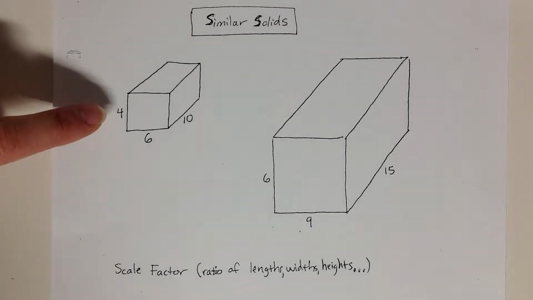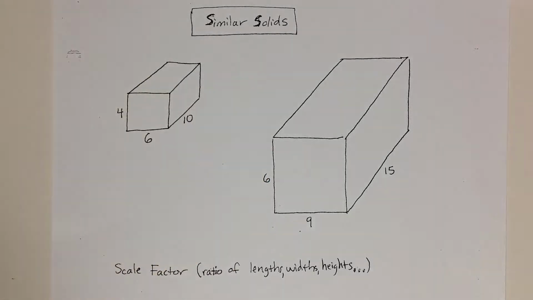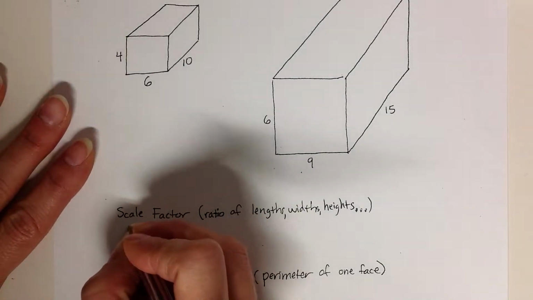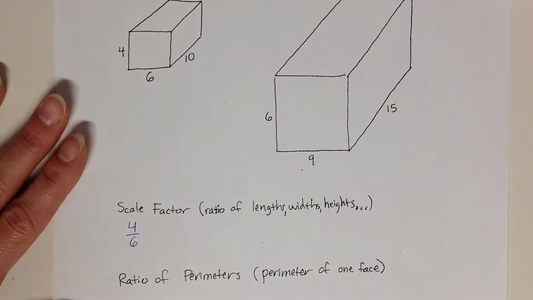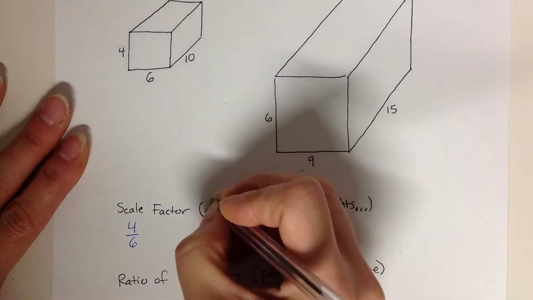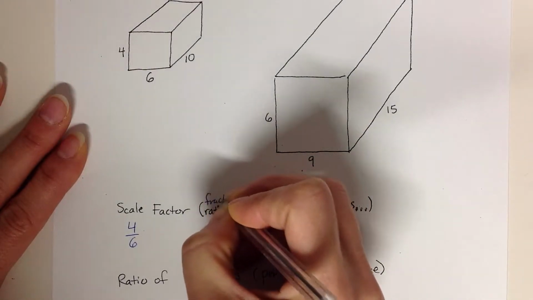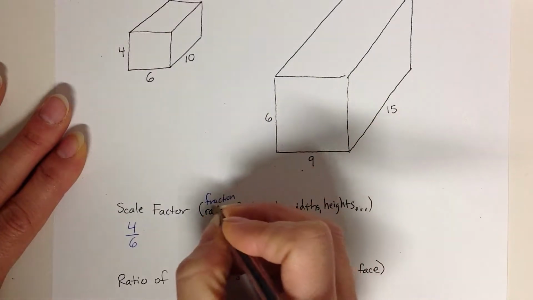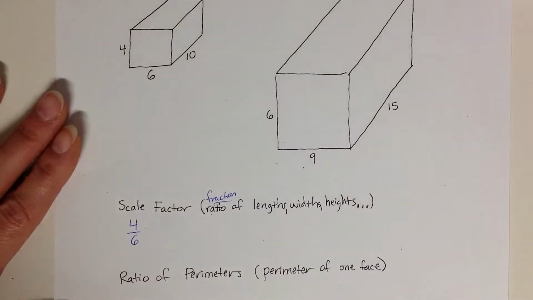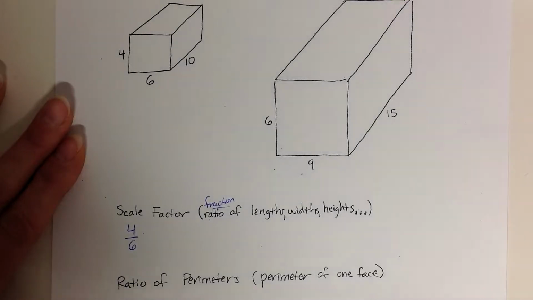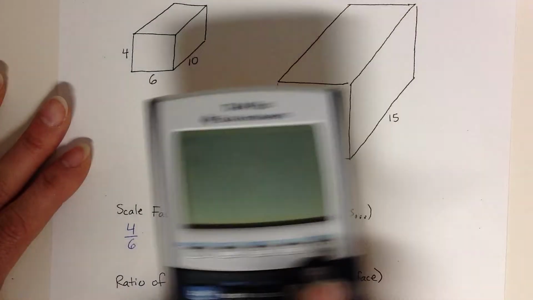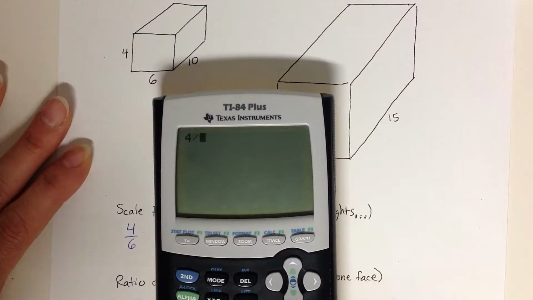For example, the small one here is 4 and the small one here is 6. So those two correspond. I can put those in a fraction to give my scale factor. Okay, so ratio just means a fraction. That's what ratio means. So that's really a review from Unit 1. That's not something new.